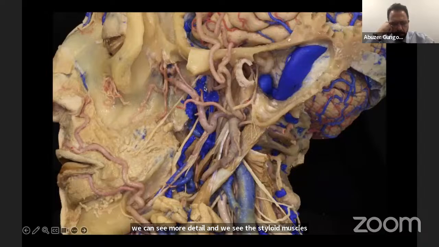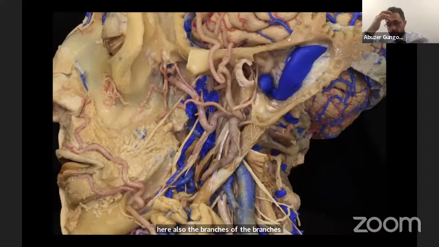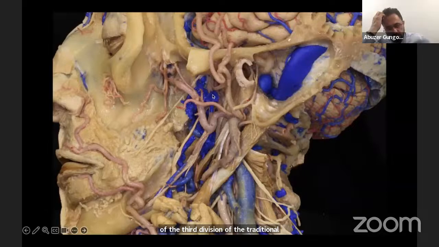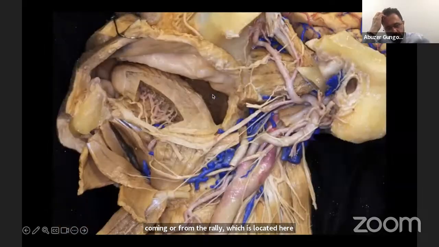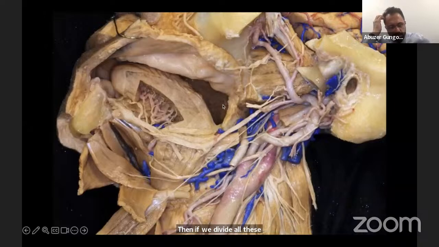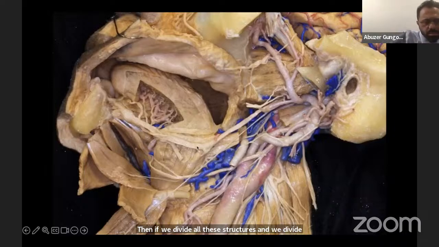Here also the branches of the third division of the trigeminal nerve coming out from the foramen, which is located here. Then if we divide all these structures and we divide also the buccinator muscle, we have entered into the oral cavity where we can see the muscles that form the tongue and the base of the mouth.